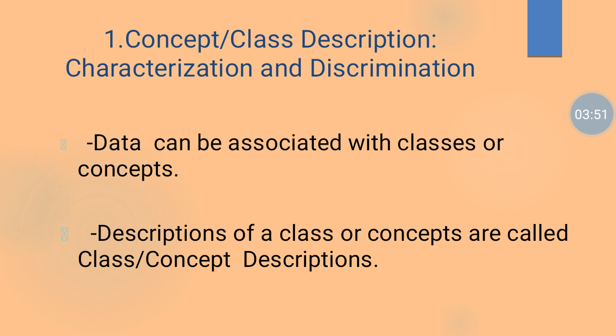So we can summarize this slide. Data characterization is otherwise called the target class. What is the function of data characterization? It is used to summarize the data of the class. What do you mean by data discrimination? It is otherwise called the contrasting class. It does the comparison of the target class with another set of target classes.